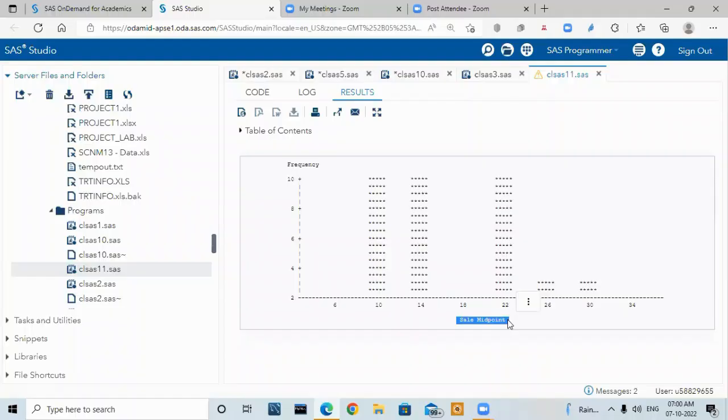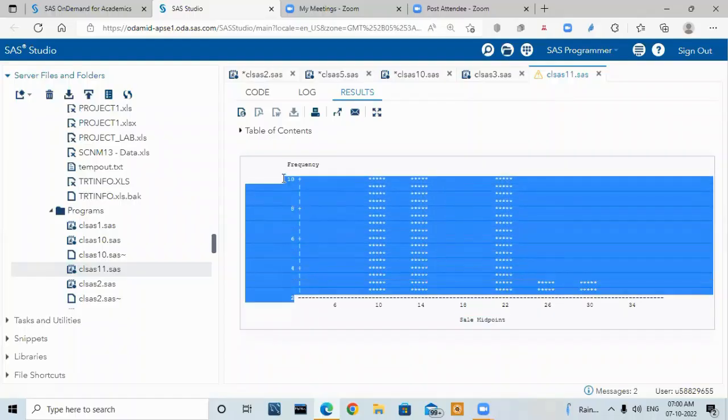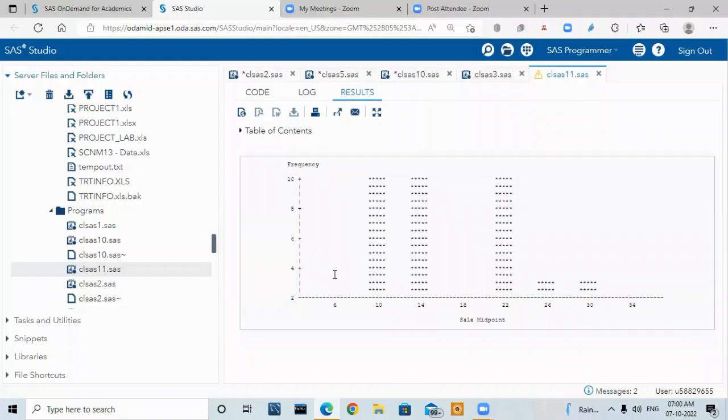The midpoint of the sales is on the x-axis, and the y-axis consists of the user-defined scale. We have given the user-defined scale 2, 4, 6, 8, 10. This represents the frequencies, the frequency values. So this is how the graph is drawn. From this graph, you can see which sale has the maximum frequency values. Understood? You can see 10, 14, and 22. They have the maximum frequency values of 10.